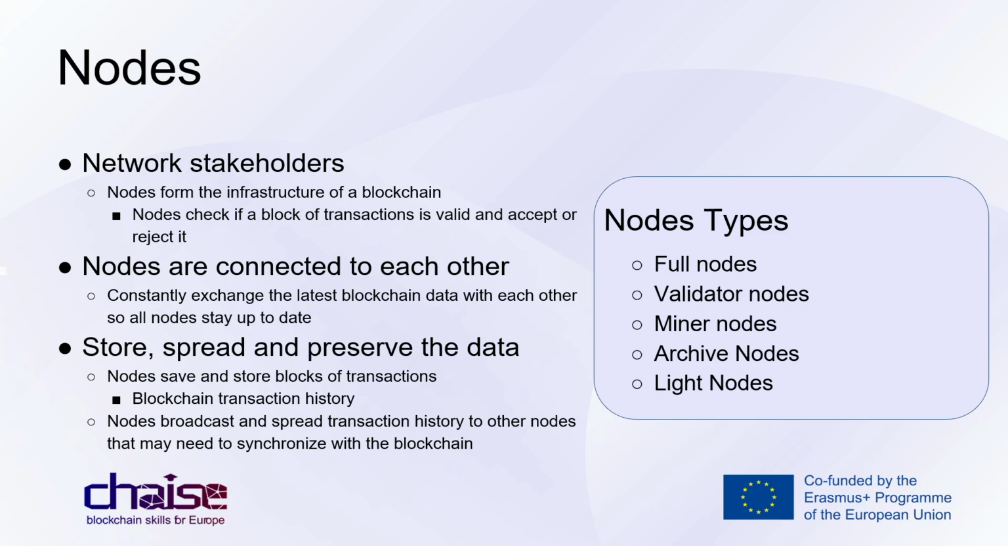Connected nodes regularly communicate the most recent blockchain data with one another, ensuring that all nodes are up to date. Nodes store data in the form of a distributed ledger, share the ledger with other connected nodes, and execute a consensus process to maintain the ledger and ledger data. Such characteristics make nodes an essential tool in blockchain for preserving transaction history.